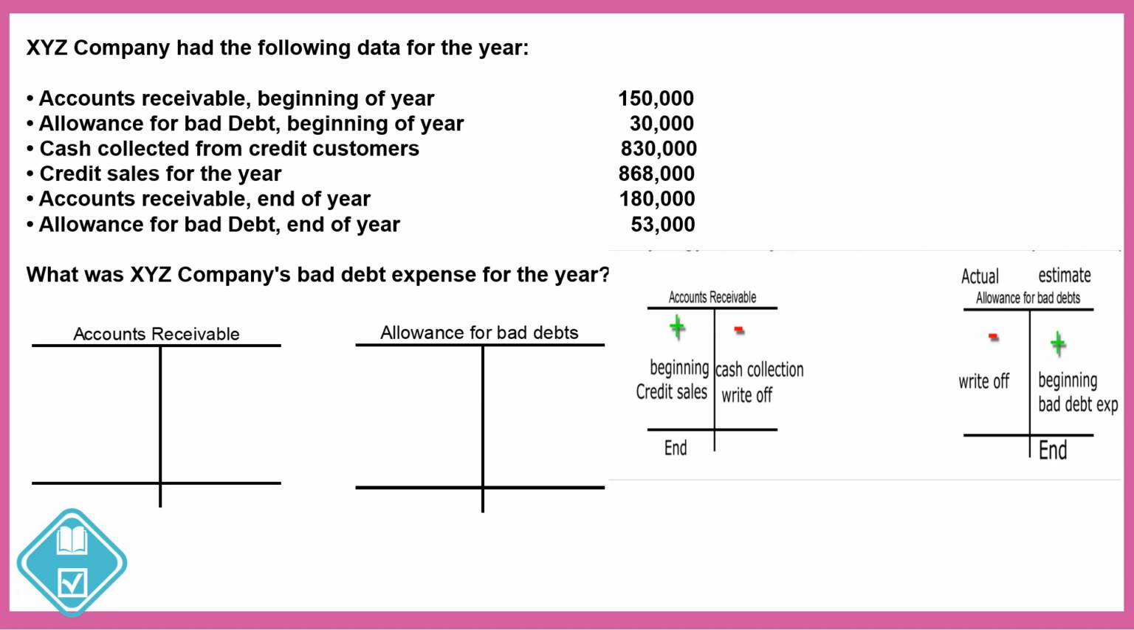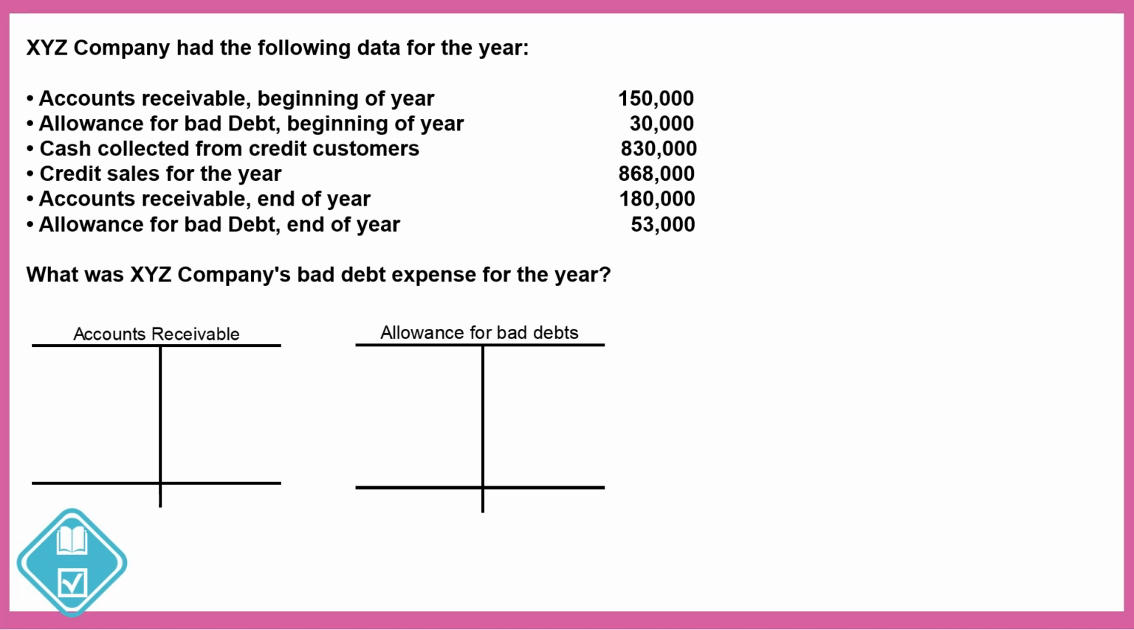So what I want to do is take the information that's given to us in this problem. I always start by just inputting everything that's given to me and then see what it's asking. So I want to put it into these accounts and solve for what is bad debt expense. We can see at the beginning that we're given the beginning balance for accounts receivable and the beginning balance for allowance. So if I come over here, accounts receivable is $150,000 and the allowance is $30,000.